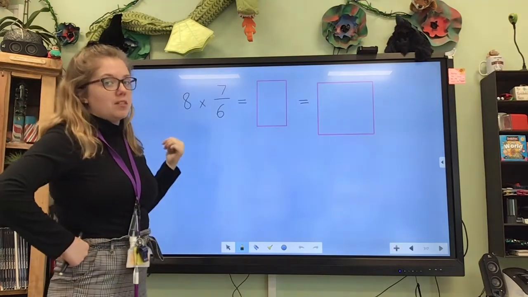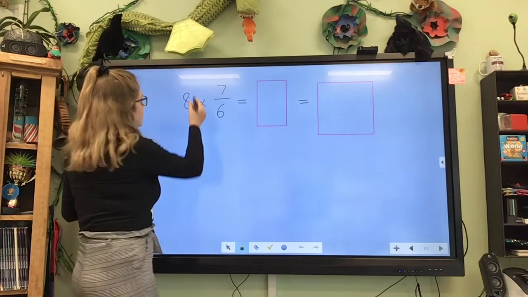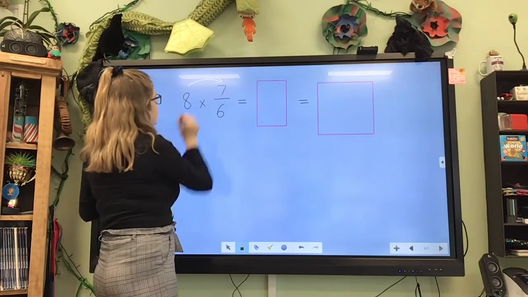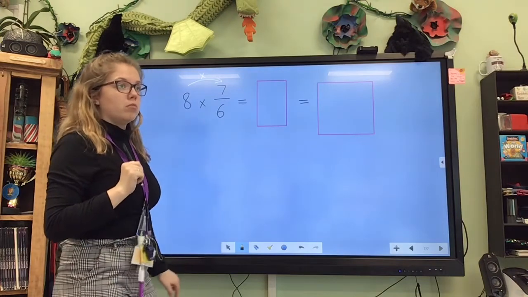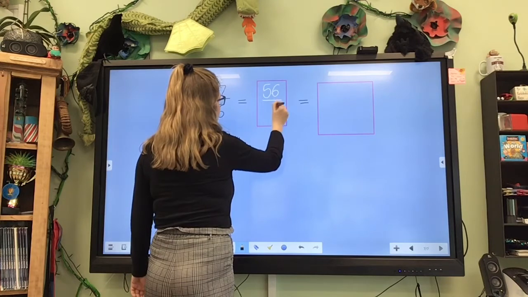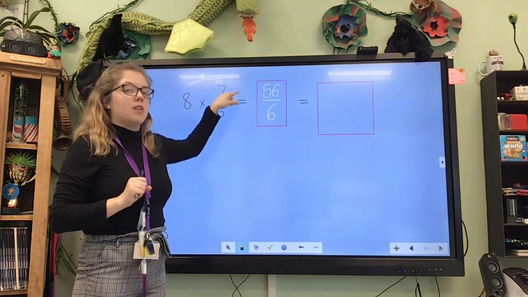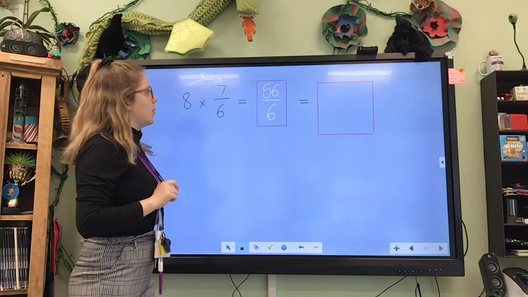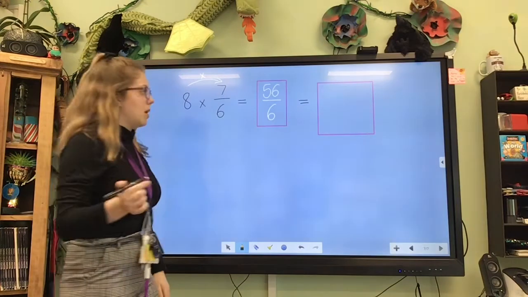So this isn't a mixed number, this is going back to our knowledge yesterday. But if we're doing 8 multiplied by 7/6, we know we're doing 8 lots of 7 sixths. So 8 times 7 is what? 8 times 7 is 56. So what we've got is 56 sixths. Now that is clearly an improper fraction because that numerator is bigger than the denominator. So 56 sixths, what would that be as a mixed number?